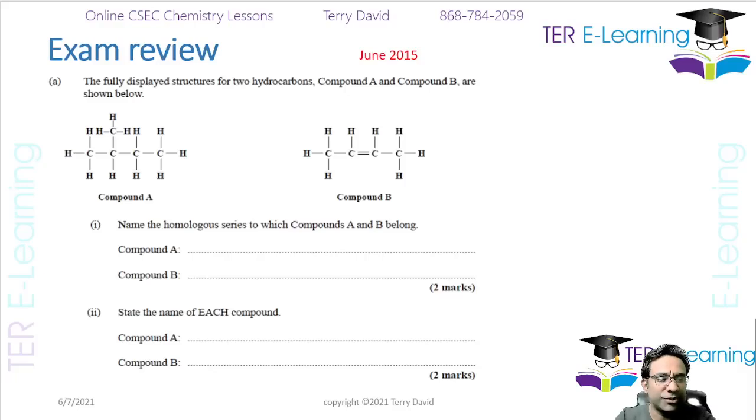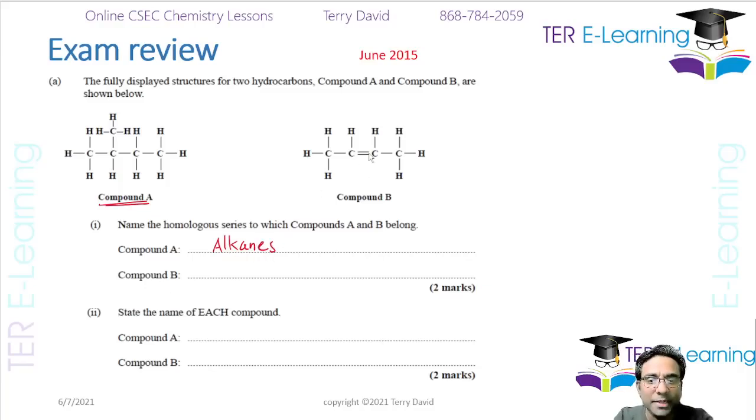So I'm seeing Sharice is telling me compound A belongs to alkanes, B belongs to alkenes. Let's see if that's correct. This is compound A here, and if you look, this compound only has carbon and hydrogen, but there are only single bonds. So what that tells me is that compound A belongs to the homologous series called alkanes.